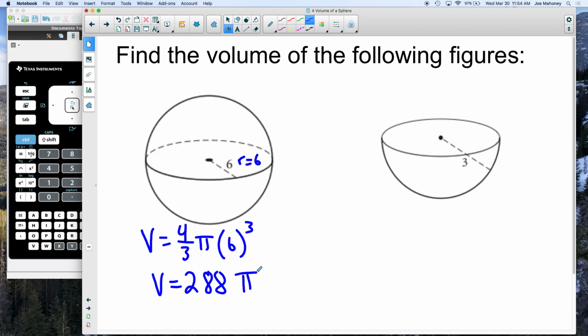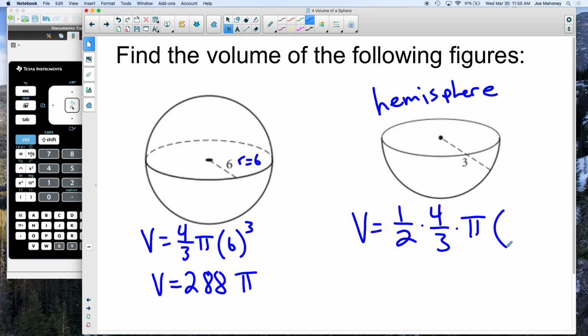If you wanted to go to the nearest tenth, you multiply 288 times the pi button on your calculator. Now this is pretty cool because this is a hemisphere. Have you ever heard of a hemisphere before? Yeah, we just talked about it about 5 minutes ago. A hemisphere is half of a sphere. So its volume would be half of 4/3 pi r cubed.